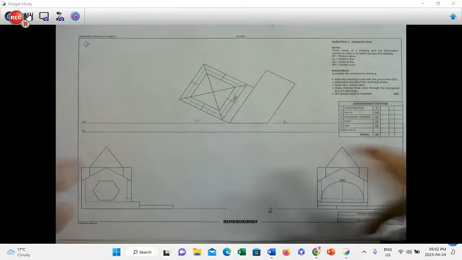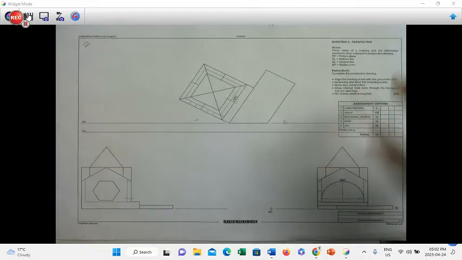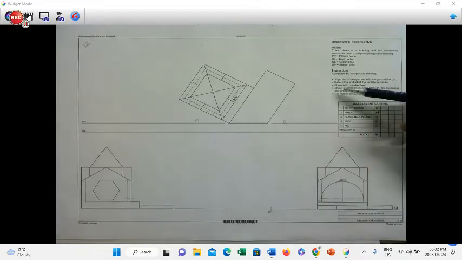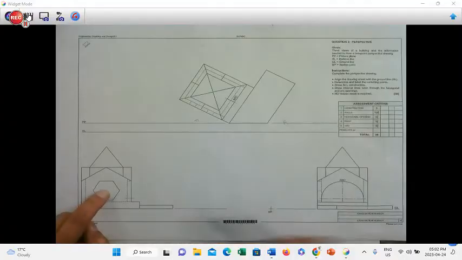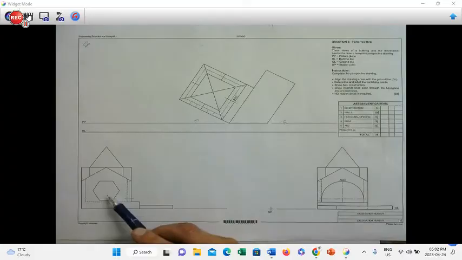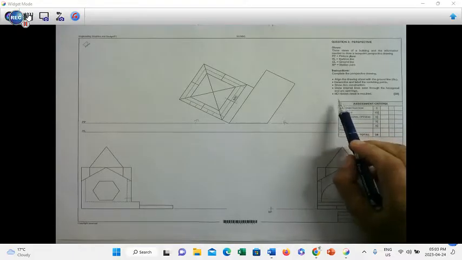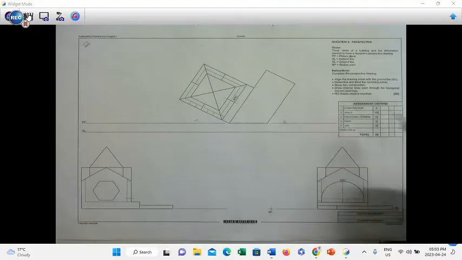So there's going to be lots of lines that you will find on this page as you unravel each part. You need to show all the internal lines seen through the hexagonal and arc openings. So these are openings which you can see right through, and whatever is situated on the inside in terms of corners needs to be indicated. The last bulleted point indicates that no hidden detail is required.